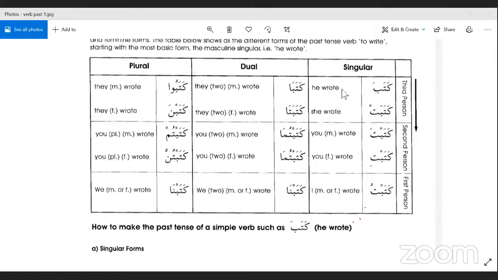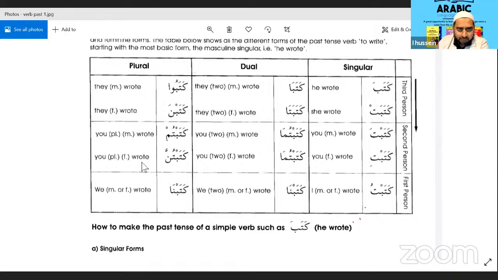Zarabа is they hit, for two males. Zarabu is for more than two males, plural. Zarabat, she hit. Zarabata, they two females hit. And zarabna is for more than two females. Correct. Thank you. Have you done the verbs before?